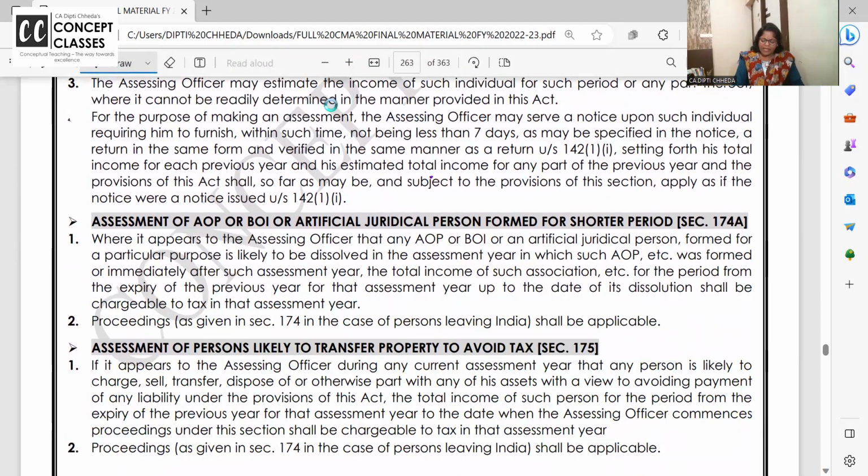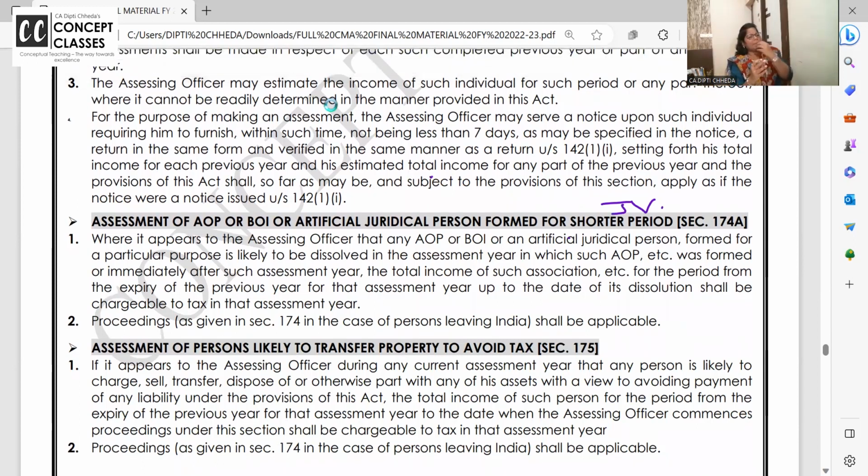Assessment of AOP, BOI, AJP formed for a shorter period. That is nothing but like joint venture. 4-5 लोग मिलके आते हैं, they put up exhibitions, they earn money, distribute the profit and part ways. Then can we say next year we will check? No, these people are never going to come back together and there is no partnership between them. So whatever is their income, they can pay the tax now itself. Where it appears to the AO that AOP, BOI, AJP is formed for a particular event and dissolved immediately after, then the total income for that year shall be taxable there itself.